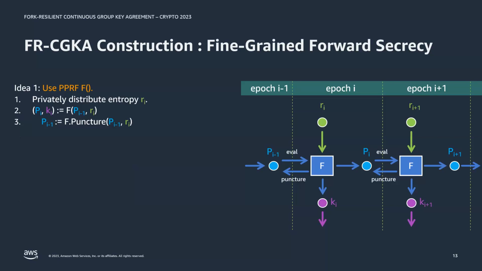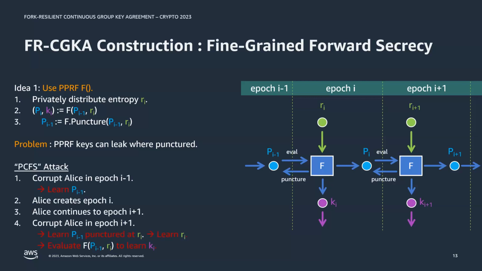And we're going to mix it with the new entropy R by evaluating the PRF at R, and then we're going to puncture the PPRF key at R. Looks like it fixed the problem, right? I mean, now if you leak a punctured key, you're not going to be able to evaluate the PPRF at this R_i. Unfortunately, there's still a problem because in general, punctured PPRF keys can leak the points at which they were punctured. And indeed, in this construction, we're puncturing at a pretty sensitive point, this fresh entropy we're injecting. And this really does lead to quite severe attacks on this kind of construction.